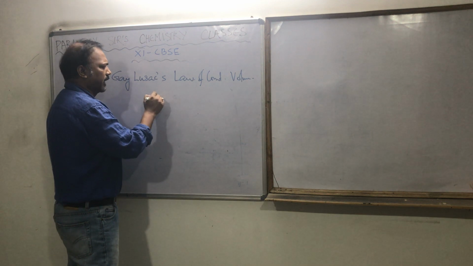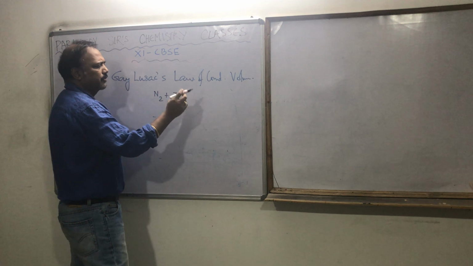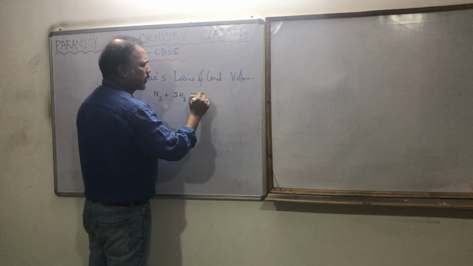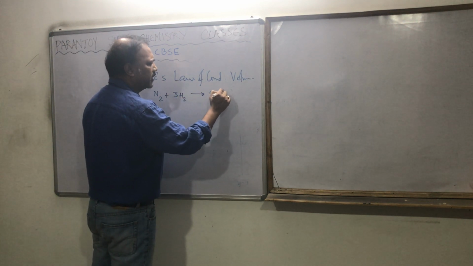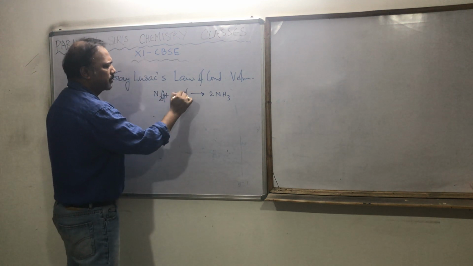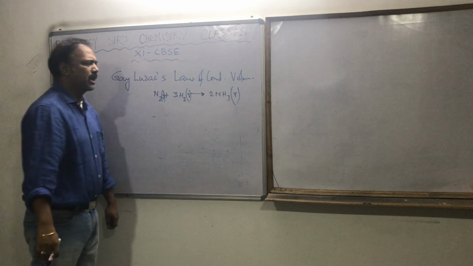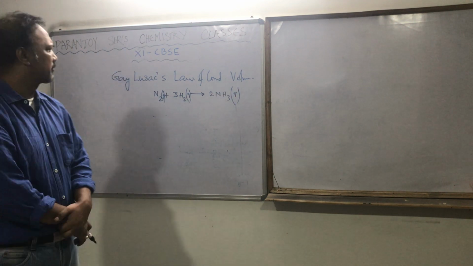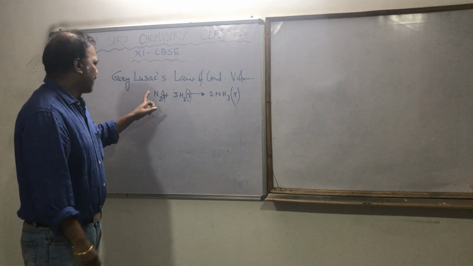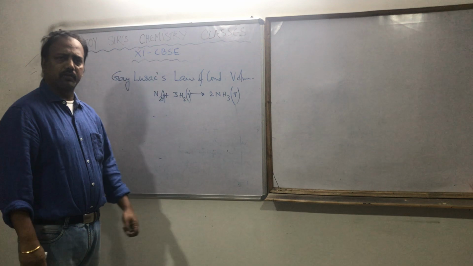Fine. So let's write one such reaction. For example, suppose N2 plus 3H2. We have to write a balanced equation. 3H2 is producing 2NH3. You see it? Now N2 is a gas, obviously. This is represented by G. NH3, ammonia, is also gaseous. This is the balanced equation where 1 molecule of nitrogen reacts with 3 molecules of hydrogen, producing 2 molecules of ammonia.